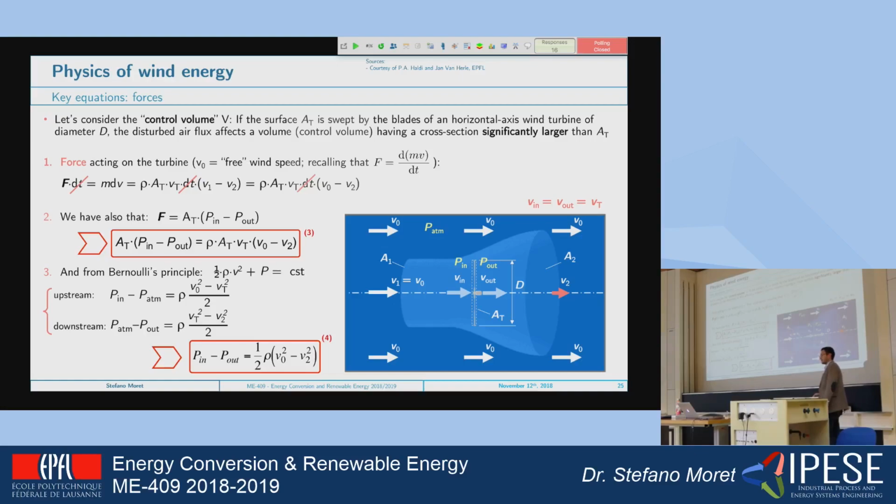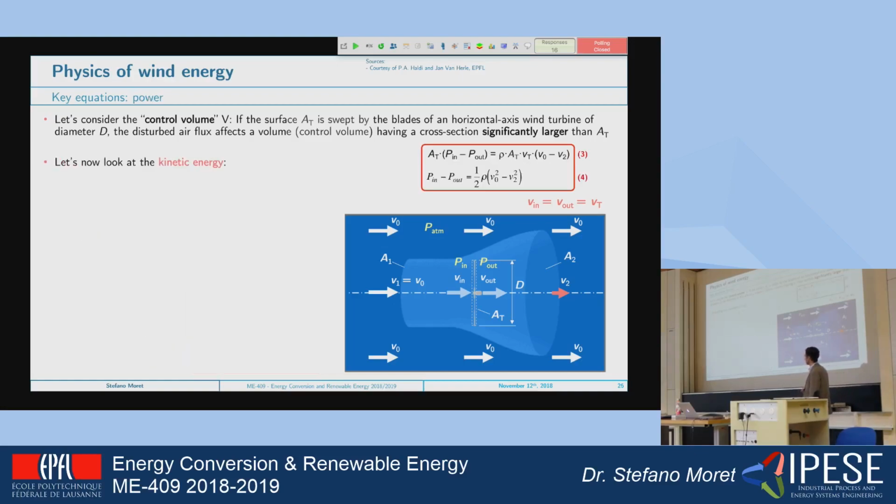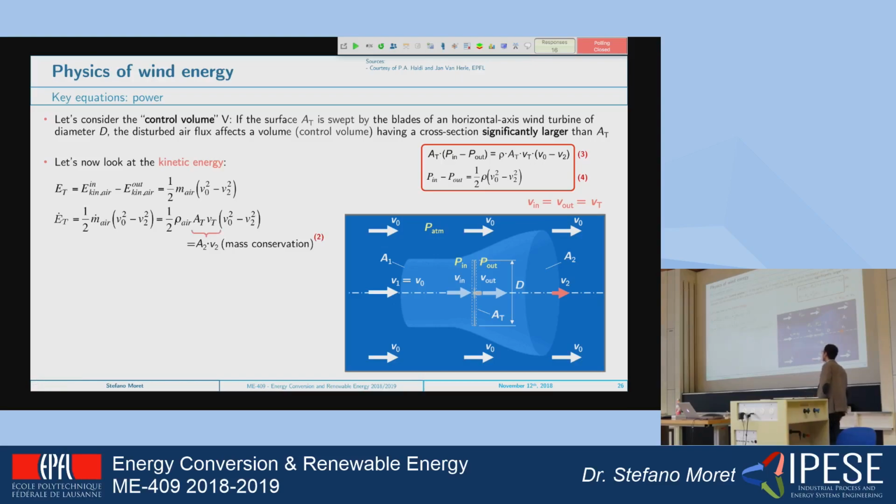Okay? So let's put these two equations up there, and let's add the last equation we need, which is looking at the kinetic energy of the wind turbine. The kinetic energy of the wind turbine will be basically the difference between the kinetic energy of the air before and after the turbine, right? So this is what actually is transferred to the turbine. So it will be, as you know, 1/2 times the mass of the air times the difference of the speed squared. We can apply the equation number 2 of mass conservation as we did before.